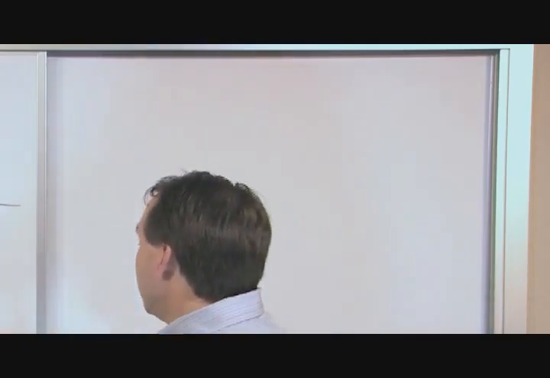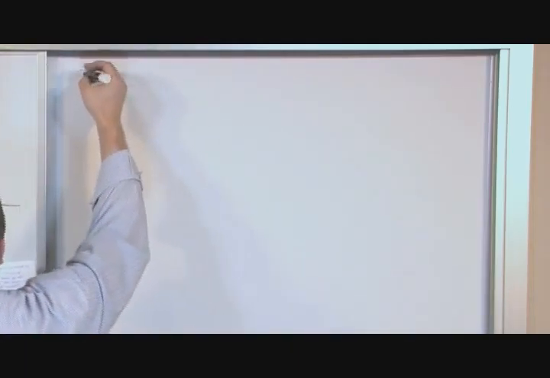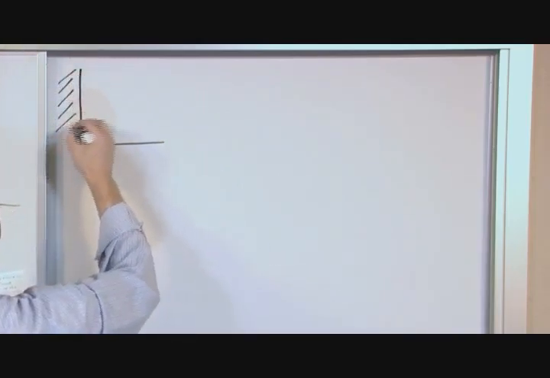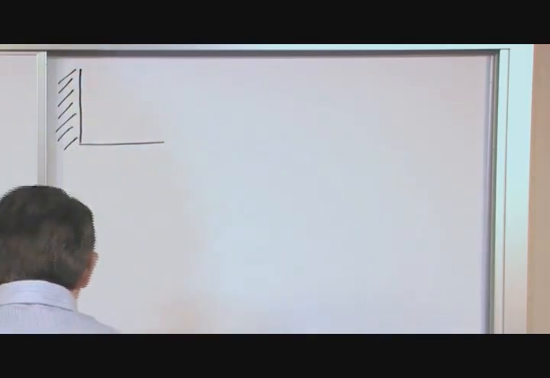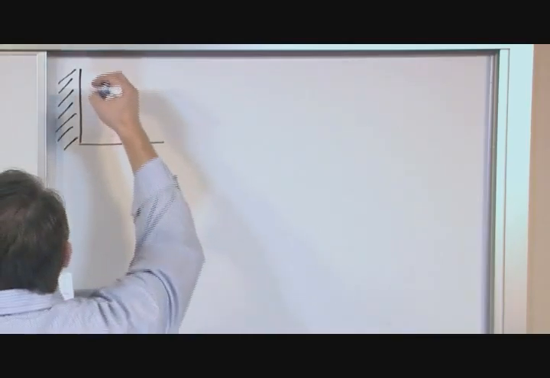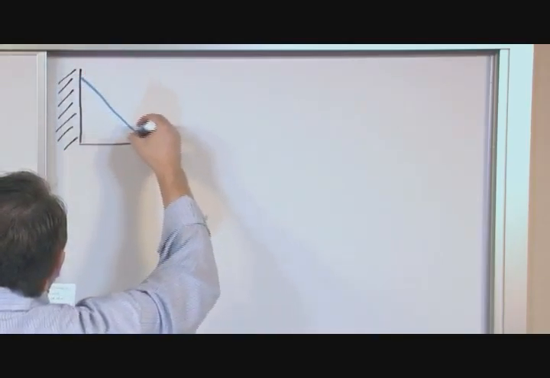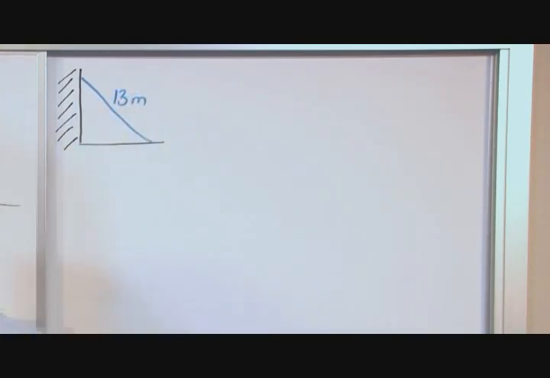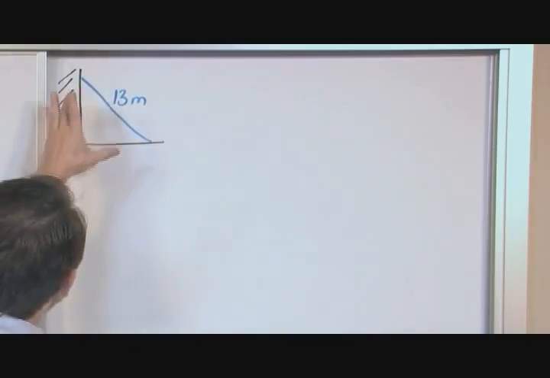Now for the next problem, I want to draw something first before I actually read the problem to you. So right here I have a wall, that's what the shaded area is, and the horizontal part is the ground, and I have a ladder like this, right? And the ladder is 13 meters. Now this is something you might see in your textbook. So this is a ladder leaning up against the wall.